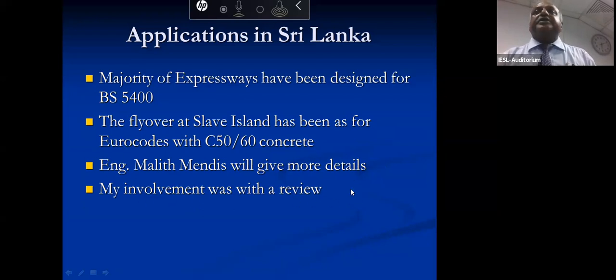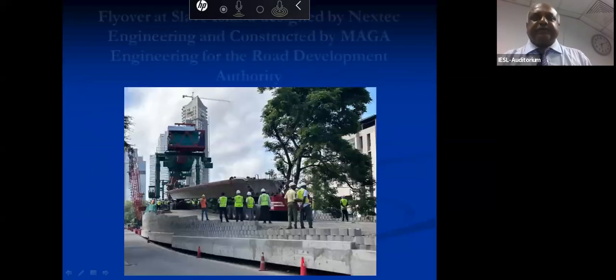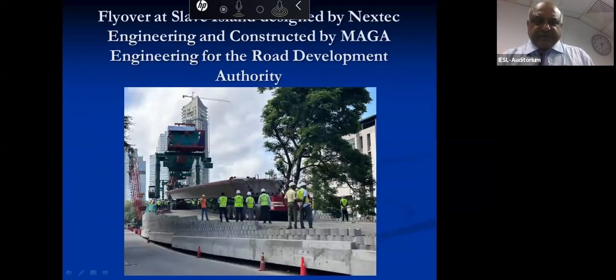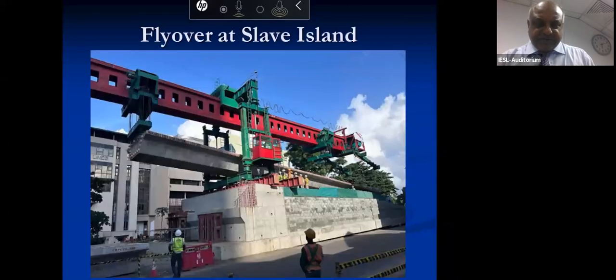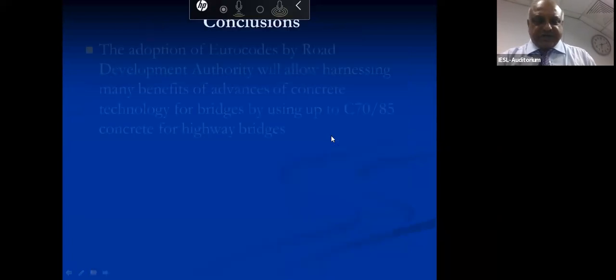My own involvement was that Malith asked me to do a review. Basically, Marga did the construction, and they used a hydraulic system for launching. It is more advanced than what the Chinese contractor used in the 2007-8 era. This is 2020-21 type, so it was a little different.